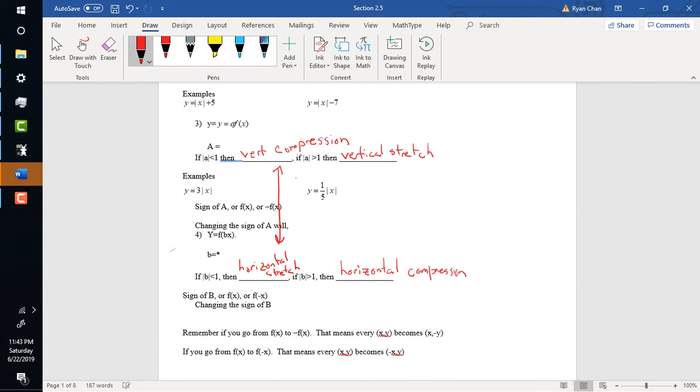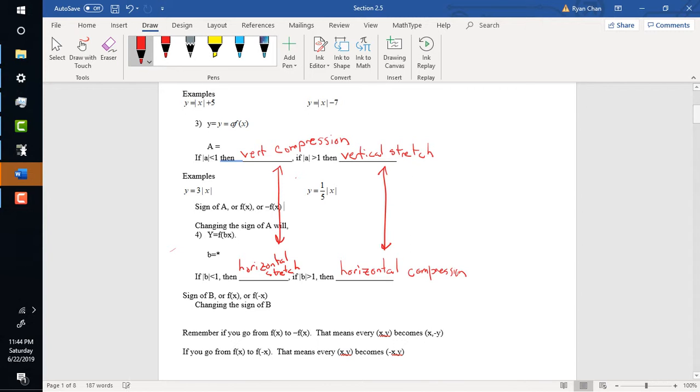Okay, and a vertical stretch is very similar to a horizontal compression. Now you won't really need to worry about the stretch and compression as much, but just make sure you kind of know how they relate to each other.